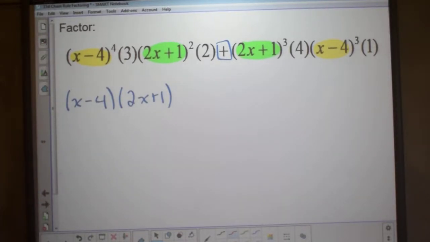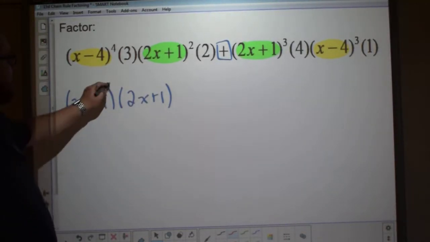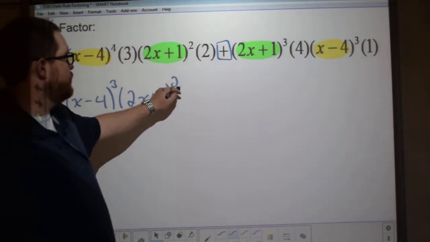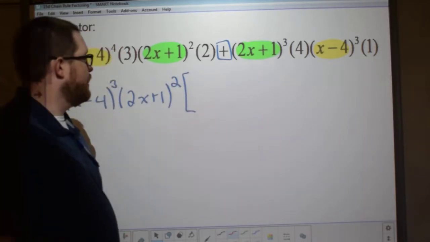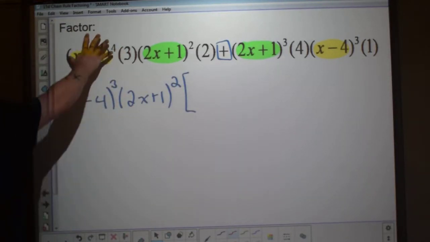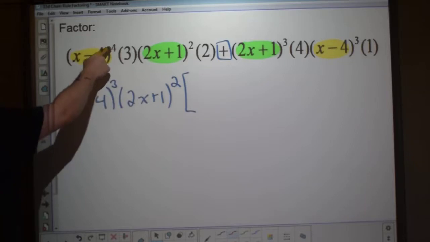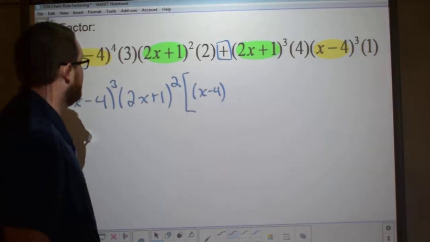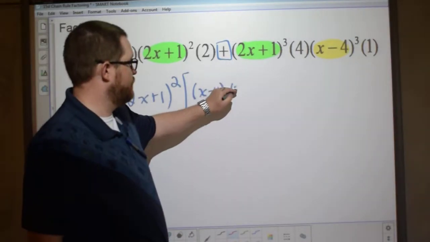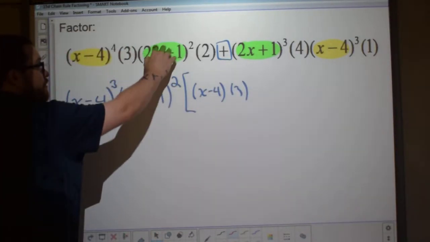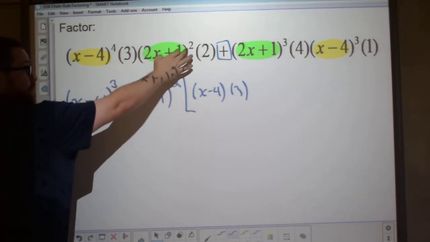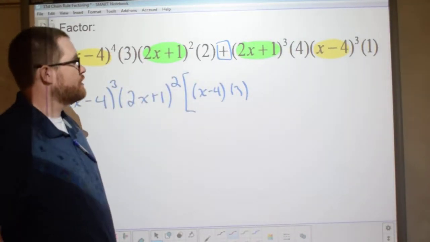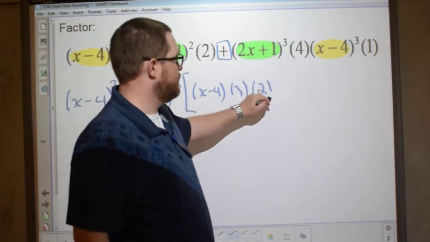Always pull out the smallest power. The smallest power here is a third for the x minus 4 and a 2 for the 2x plus 1. Now let's see what's left. I pulled out 3 of these. And remember, there's always only going to be one power left. I still have the number 3. None of these are still left. There was only 2 of them because it was squared. All two of them have been pulled out. So this binomial is gone on this side, and I still have the number 2.